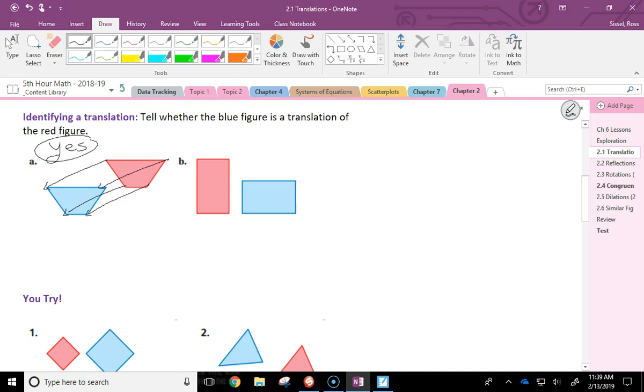Braden? It's not the same shape. Well, it's the same shape. It rotated. So why is it not? It's the same shape. They're both rectangles. Avery? Because the red one's up and down and the blue one's sideways. All right, so this one, it's probably more of a rotation.